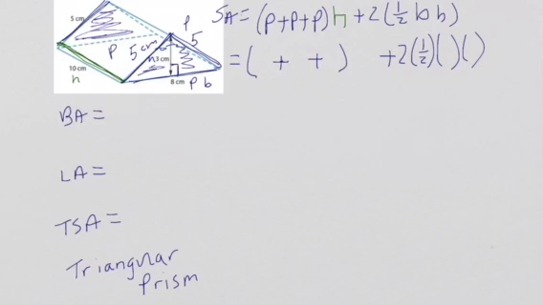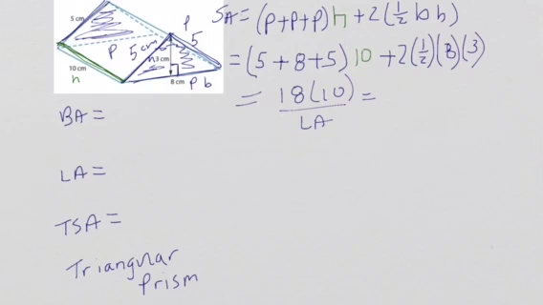So my first P is going to be 5, and then 8, and then 5. My height is going to be 10. The base of my triangle is going to be 8, and the height of my triangle is going to be 3. When I add the numbers inside the parentheses, I get 18. That's going to be multiplied times 10 to give me my lateral area.